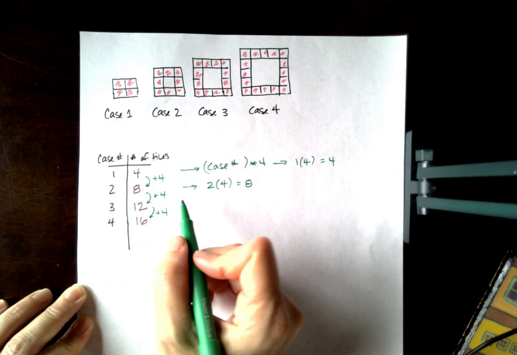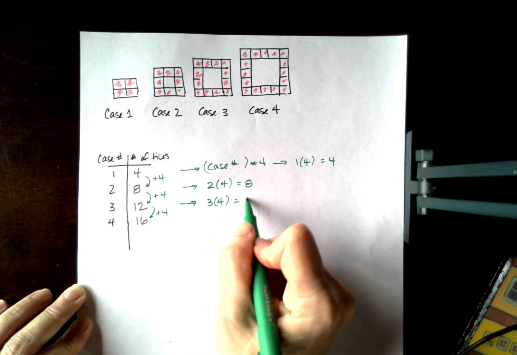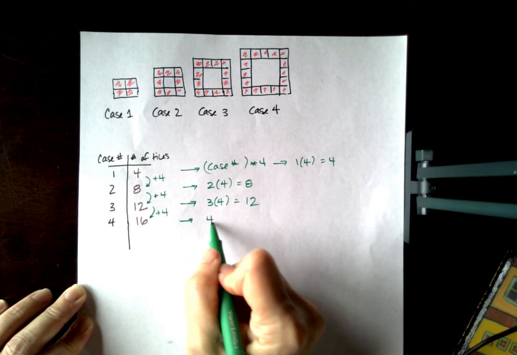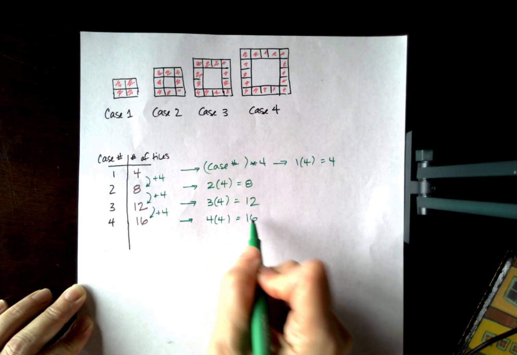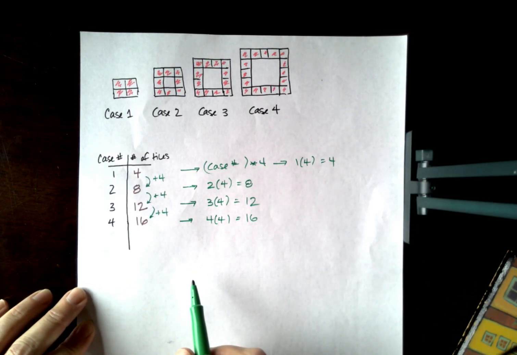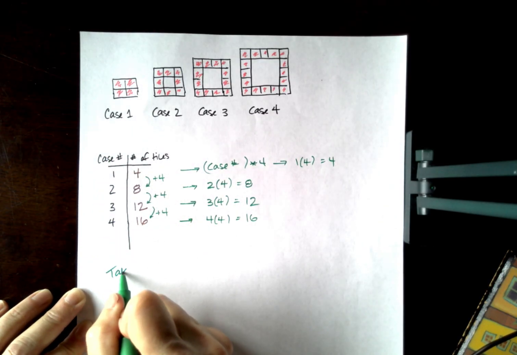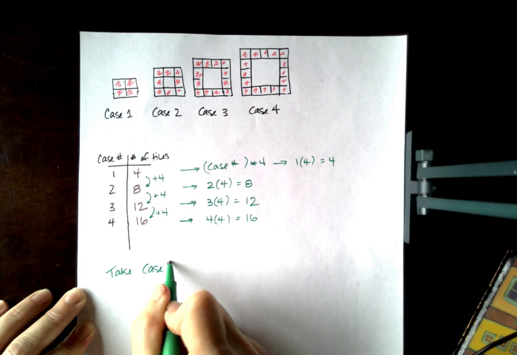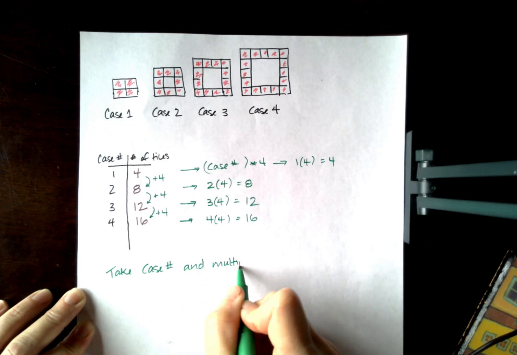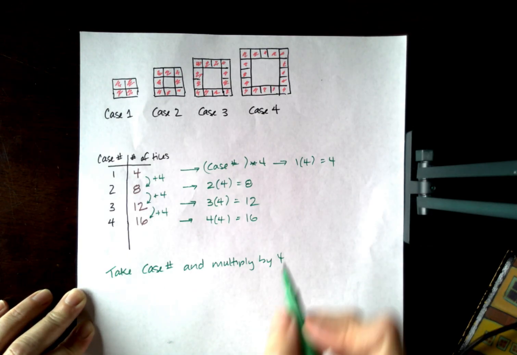And then I can keep trying. 3 times 4 for case number 3 gives me the 12 tiles in case number 3. 4 times 4 gives me 16 tiles, and that's the number of tiles in case number 4. So it seems like if I take the case number and multiply it by 4, I will get the number of tiles that I need.